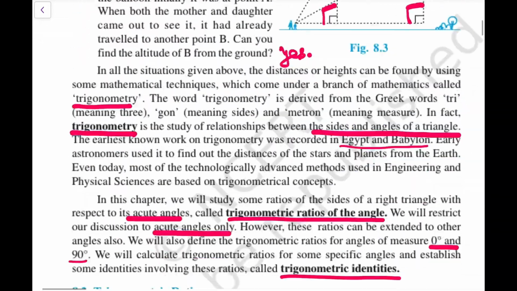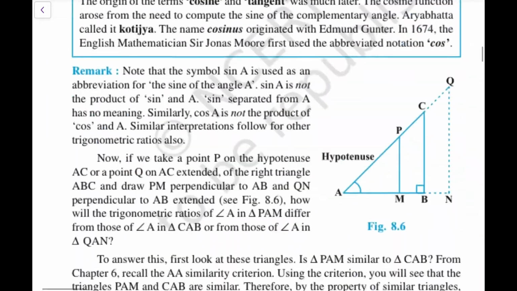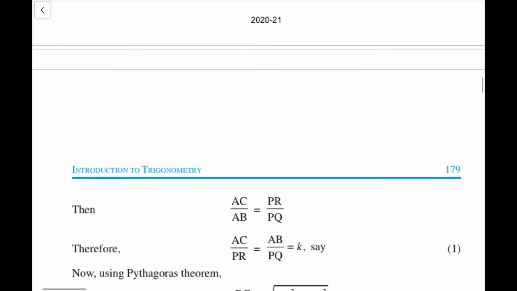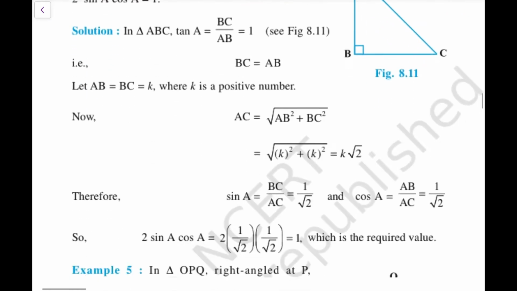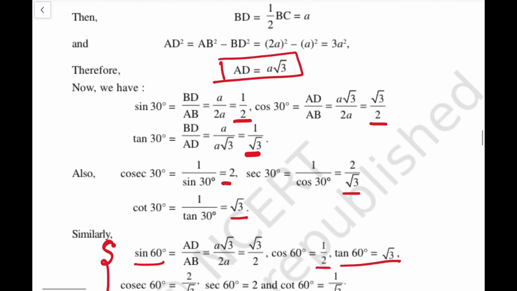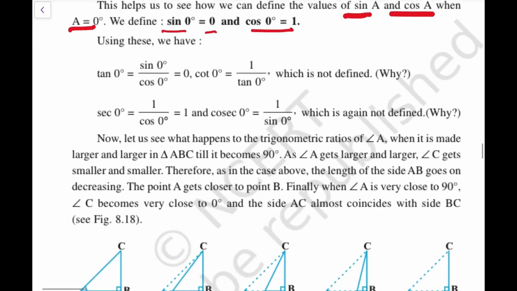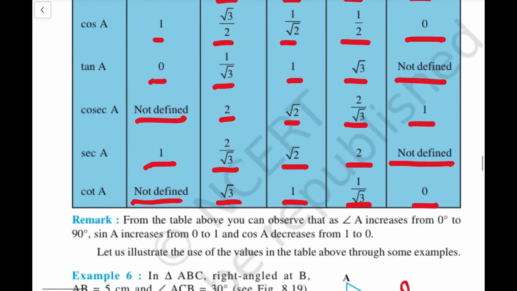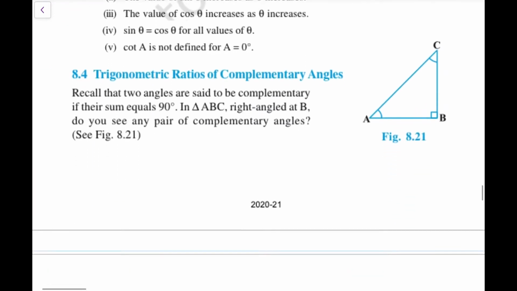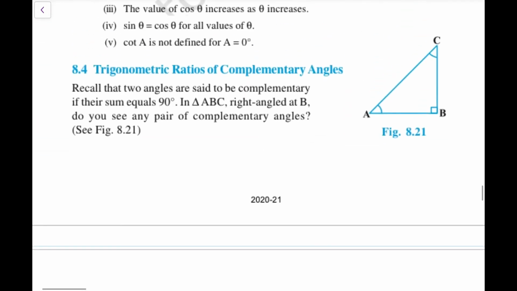In this session, we are going to understand trigonometric ratios and complementary angles. Now, we are very much familiar with the word complementary. We know that if the sum of two angles adds up to 90 degrees, then we call them complementary angles. Two angles are said to be complementary if their sum is equal to 90.